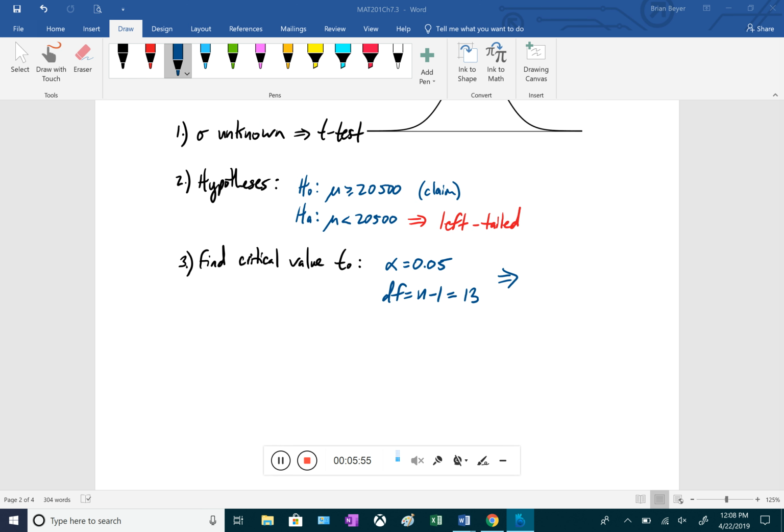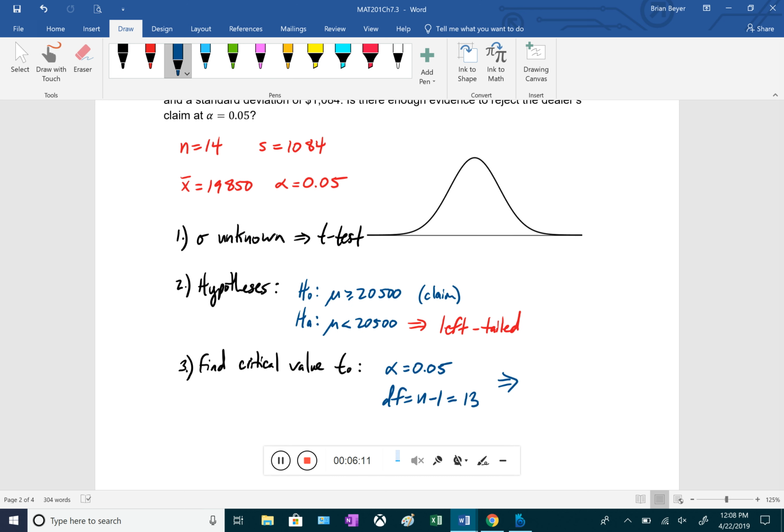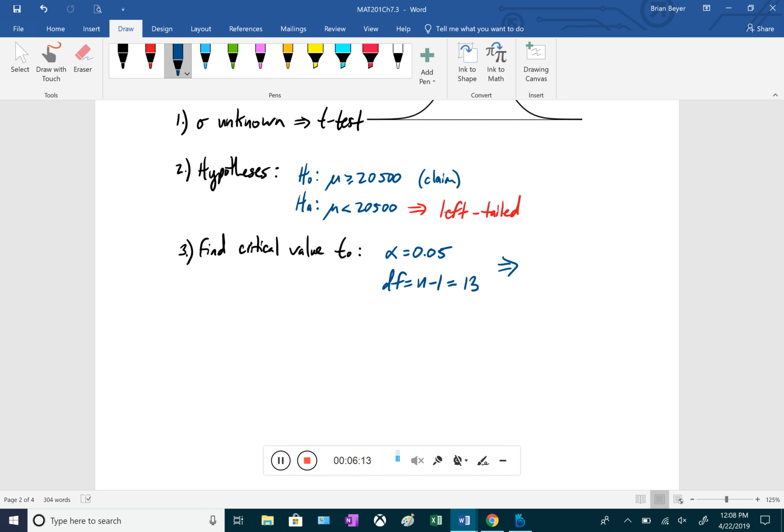So this is going to be from the table. This is the t sub 0 value, the critical value t. For that, we need alpha and the degrees of freedom. Alpha is given to us, it's 0.05. Degrees of freedom is the sample size minus 1. The sample size was 14, so it's 14 minus 1, which is 13.